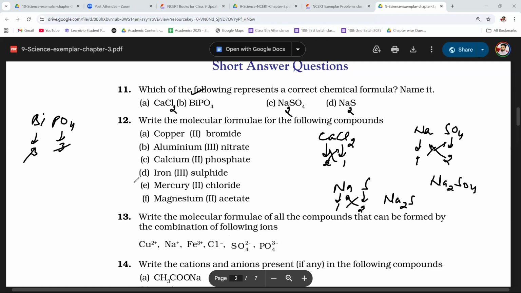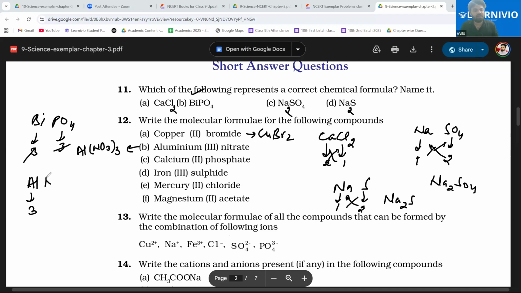Done? No, sir. Okay. So what is copper bromide? Can you tell me the formula of copper bromide? CuBr2. Aluminium nitrate? AlNO3. Al(NO3)3, because aluminium valency is 3 and nitrate ion valency is 1. You cross multiply, you will get 1, but we don't actually write 1 here.